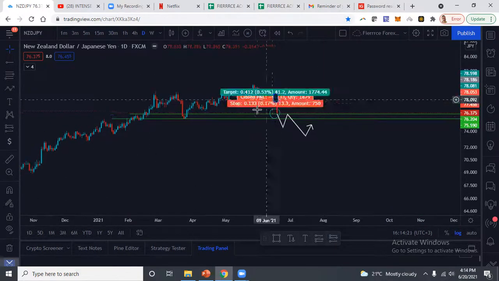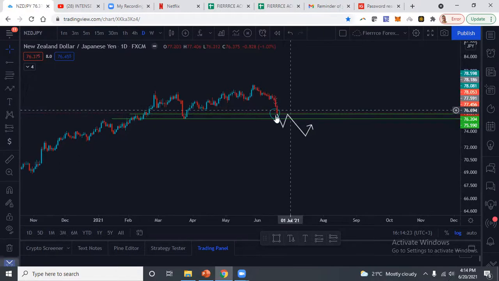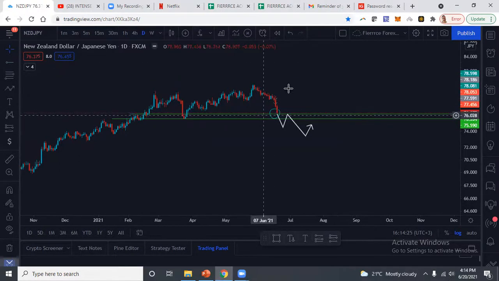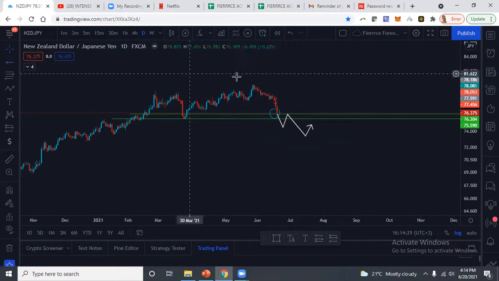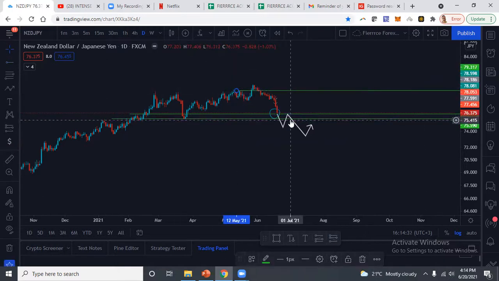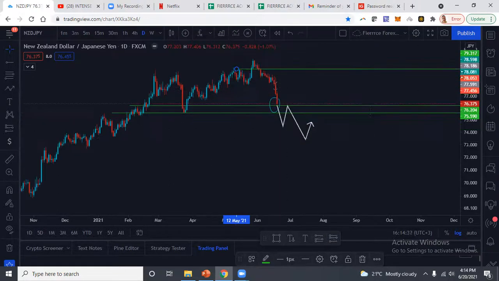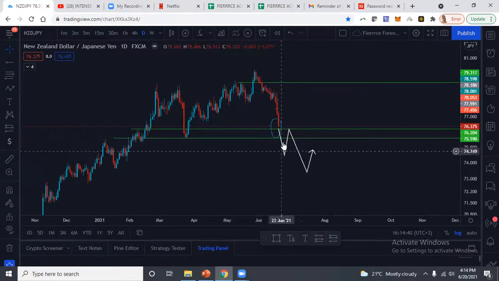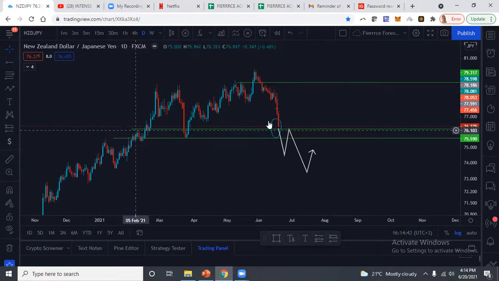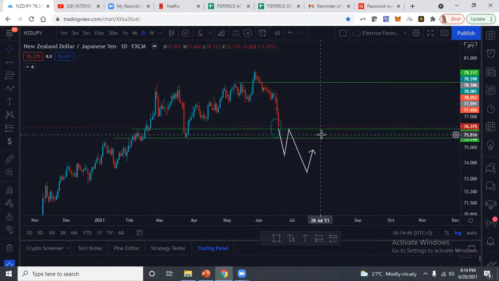Alternatively, we could just completely reject this level and push up, and try and retest a previous level of structure up here. So we could just bounce off this and push up because the momentum down is pretty strong. But then we are approaching a very strong level of structure, so we know that there are buyers here waiting to buy.